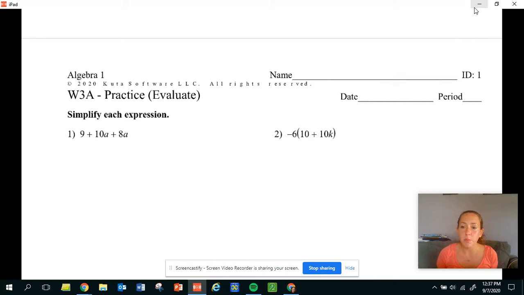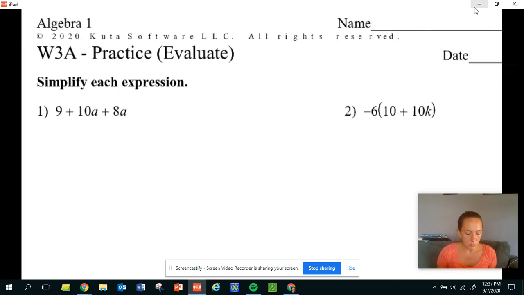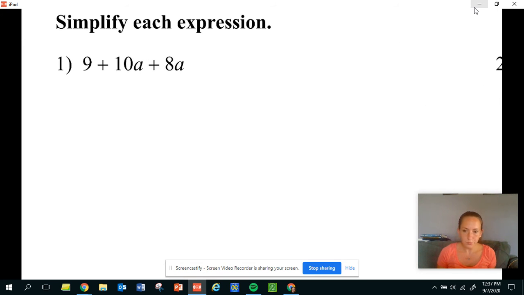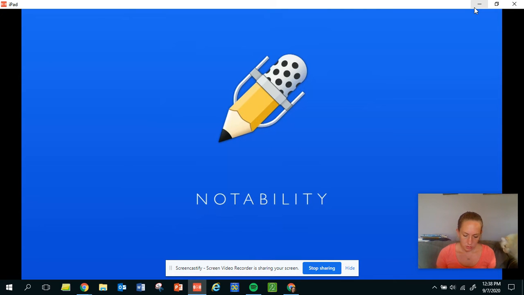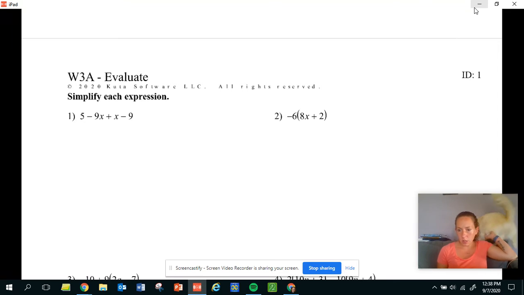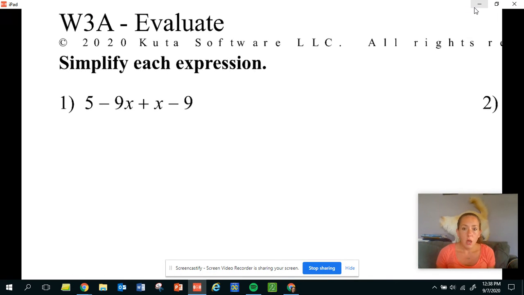So today, for the first part of the week, we are going to be working on evaluating expressions for a given number. So I did want to just go back over what we did last week, starting with combining like terms.